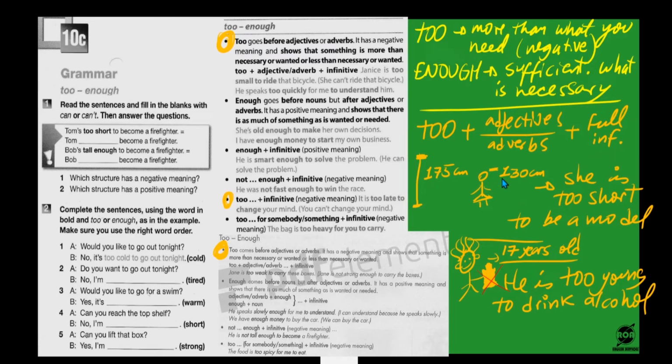For instance, if we have this little girl here that is 130 centimeters and she wants to participate in a contest and she has to be 175 centimeters, it is not possible to participate if this is the minimum. So you have to say she's too short to be a model. In the case of this other guy right here, he's 17 years old, so he wants to drink, but it's not possible because he's 17 years old, so he's too young to drink alcohol. His age is not yet the minimum, which is 18.